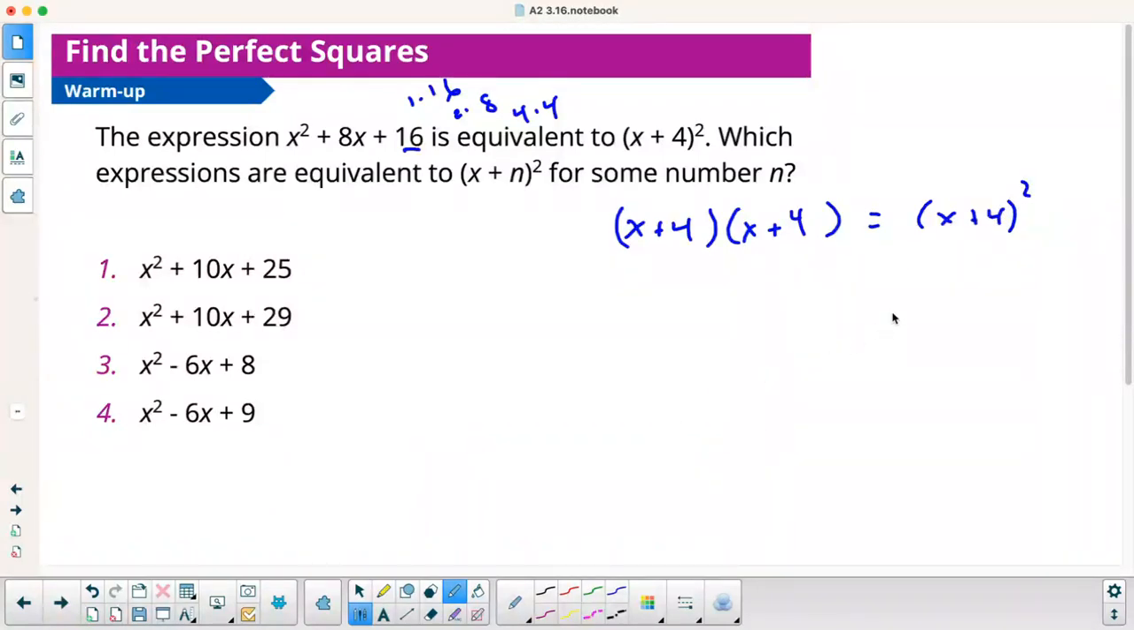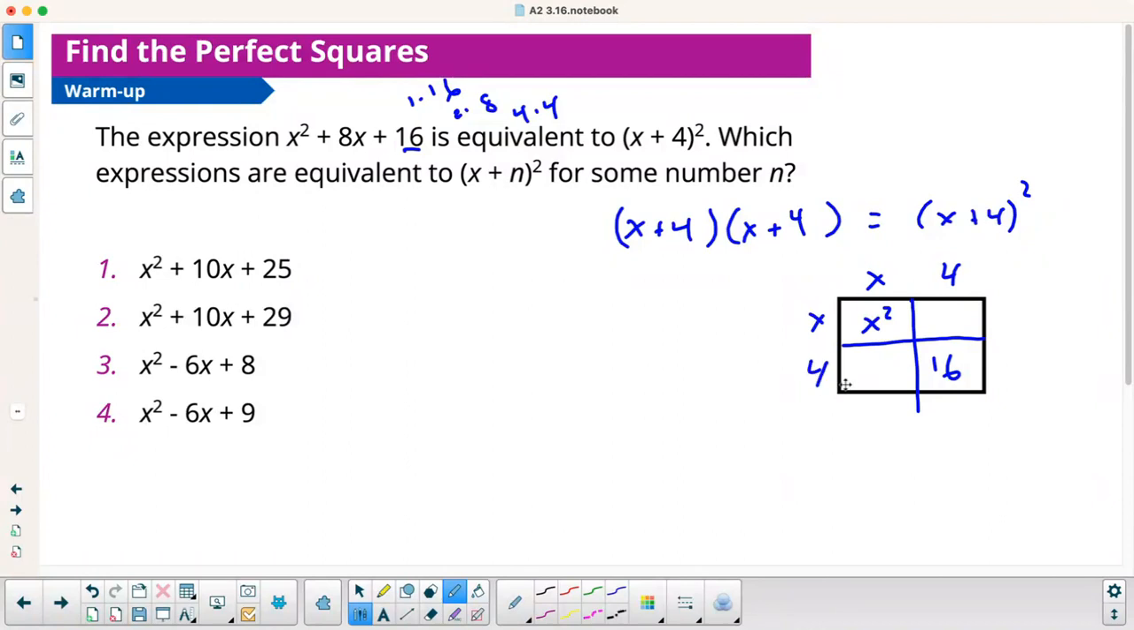Now you could have also factored it with the box method, which would be something like this. You put the x squared up here, put the 16 here, so x times x will give you x squared. Then we need factors of 16 that diagonally add up to give me that middle term of 8. So I know it would have to be 4 and 4, which would give me 4x, 4x, and if I add these like terms, I would get 8x right there.